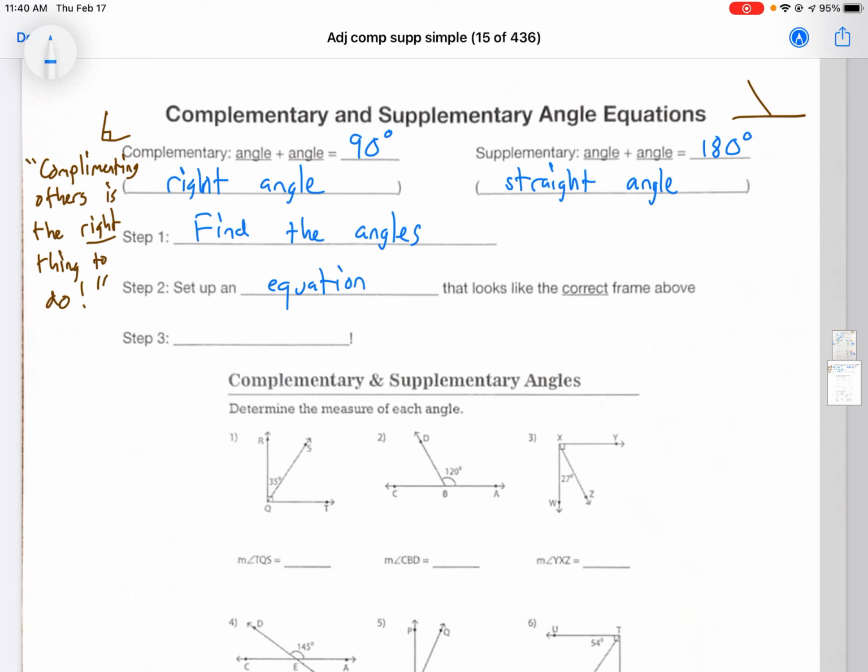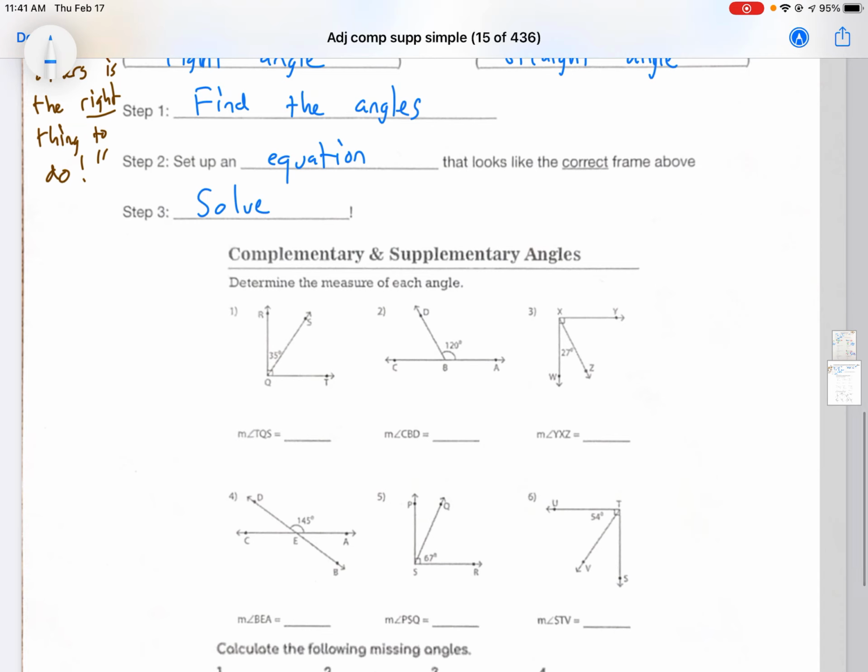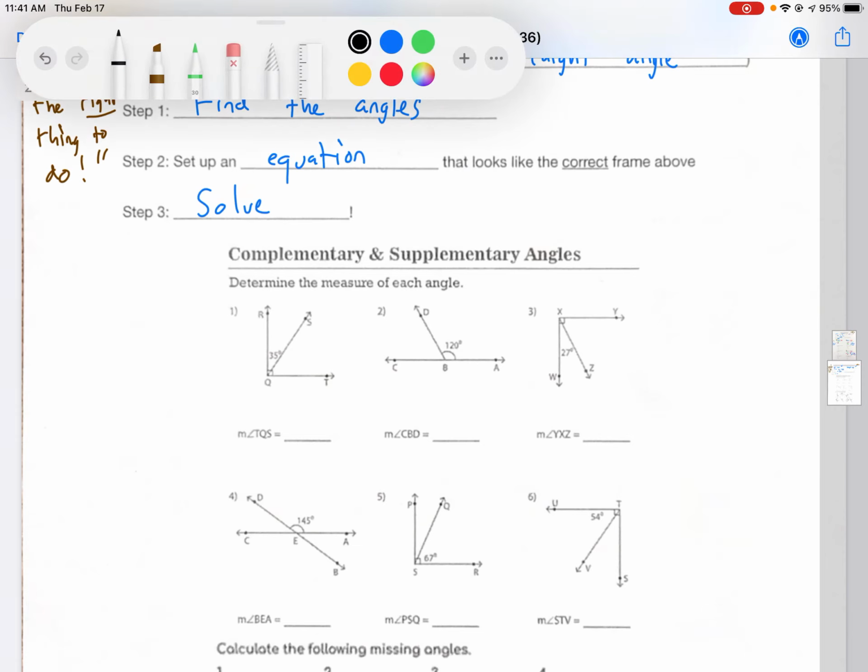Step two, we set up an equation that looks like whatever frame we need. Don't mix up that you could go back and forth between right angles, which are 90 degrees, and straight angles, which are 180 degrees. But then your last step is the same as it's always been, you just solve them. So I'm going to do 1, 2, 3, and 4. This will be 2 examples of each type of angle. The other, I believe, 10 problems will be up to you.